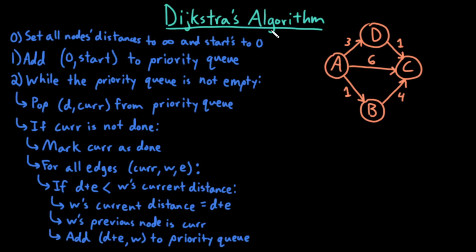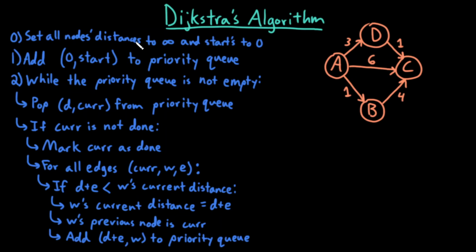Before I start Dijkstra's algorithm, I want to emphasize that Dijkstra's algorithm requires the graph to have every single edge have a positive weight. So Dijkstra's algorithm does not necessarily work in graphs that have negative edge weights. Zero edge weights actually would still work, it just can't be negative.